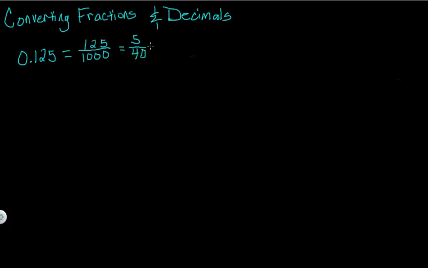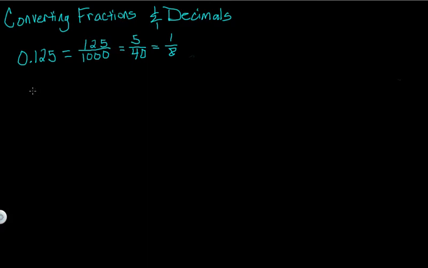We can simplify it even further because there's a common factor between 5 and 40, and that common factor is 5. So we can divide both top and bottom, numerator and denominator, by 5. So 5 divided by 5 is 1. 40 divided by 5 is 8. So 0.125 is equal to 1/8.